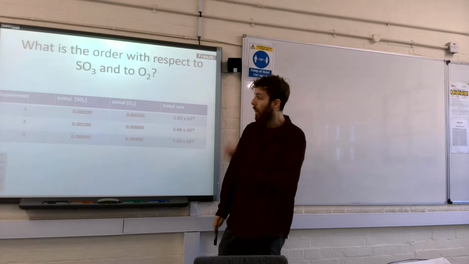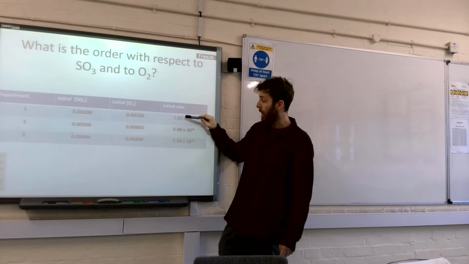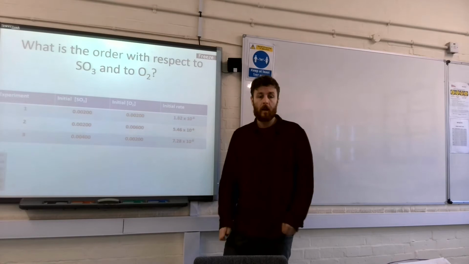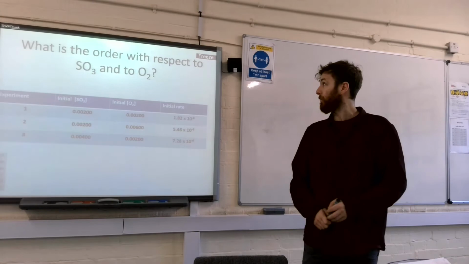And O2, between experiments 1 and 2, increases by a factor of 3, and the initial rate increases by a factor of 3, so O2 is first order. Okay. So that's how we get the orders. The next step is we need to put these orders into what's called a rate equation. And it works like this.